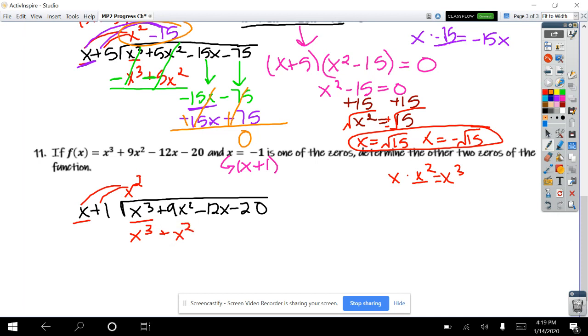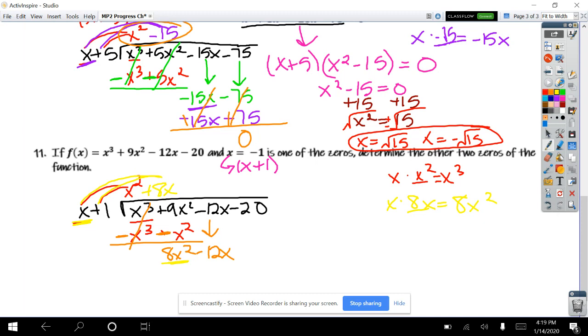Now, since I'm subtracting, I end up subtracting both terms because they were both positive. These cancel. 9x squared minus 1x squared gives you 8x squared. And I carry down my next term. So the next question I'm asking myself is x times what gives me 8x squared? That's going to be 8x. So if I'm trying to get to x squared, I always need to multiply by an x. So this becomes plus 8x.